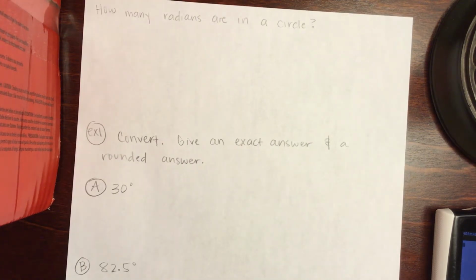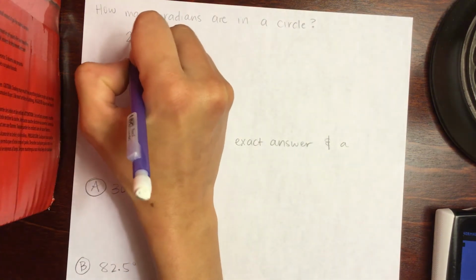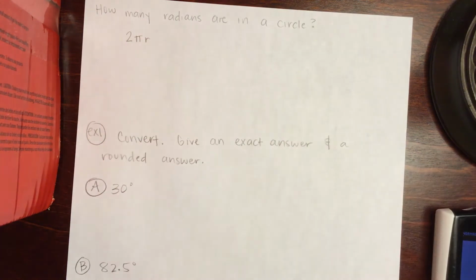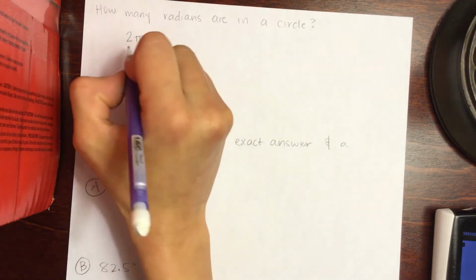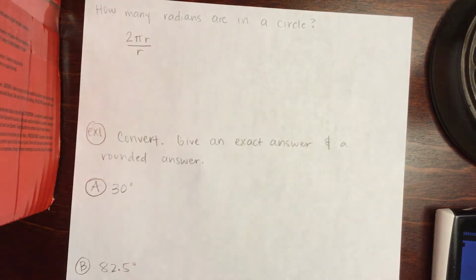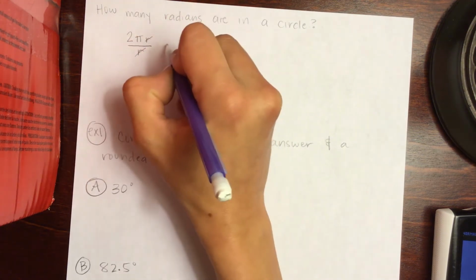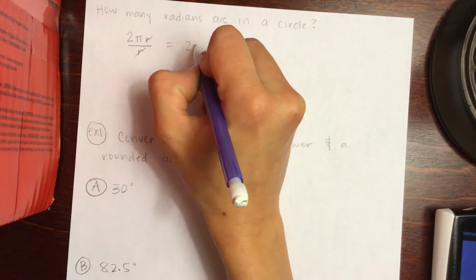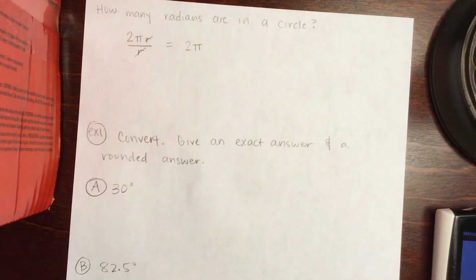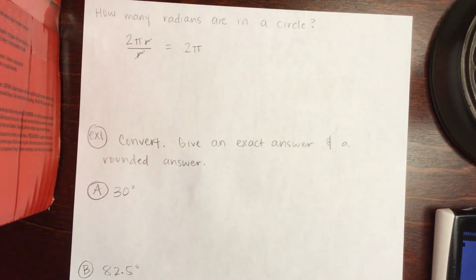If we go around the edge of a circle, we're going around the full circumference. Remember that word from 5th grade? Here's the formula for circumference. So it's how far we travel around the edge of a full circle versus the radius of the circle. Hey, notice that r is on top and on bottom of the fraction. They cancel each other out. So no matter what the radius is, there are 2 pi radians in a circle.